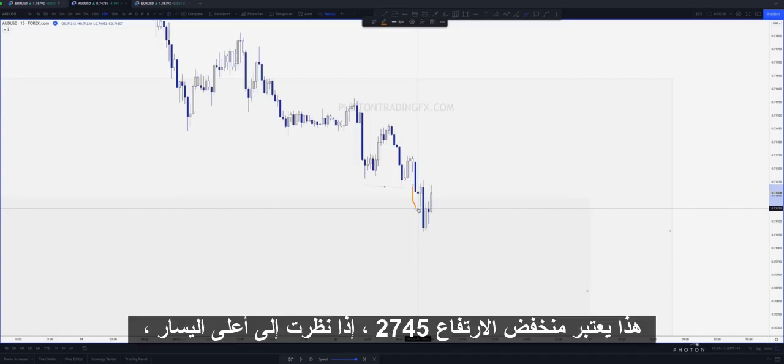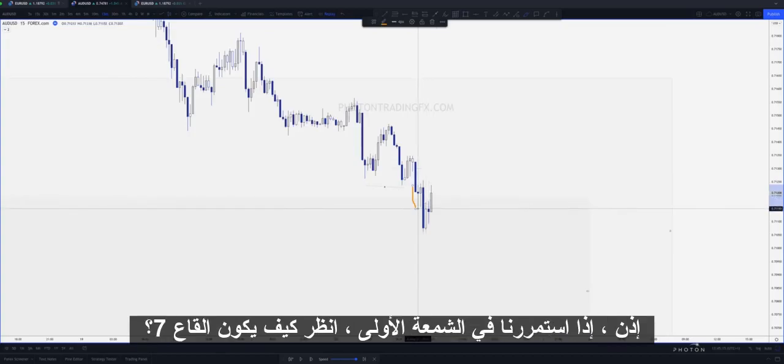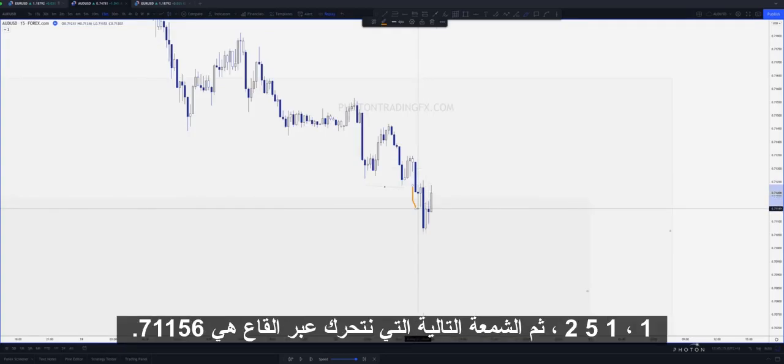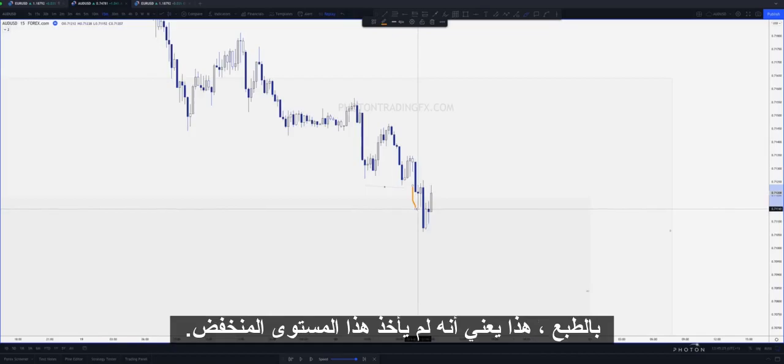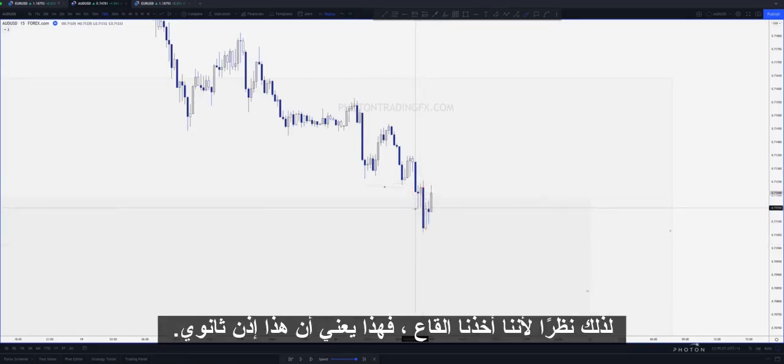So the 7:45 low, if you look up on the top left, this will tell you where the decimal coordinates are of each candle. So if we go on that first candle, see how the low is 71152, and then the next candle we move across, the low is 71156. So of course that means it never took out that low, so that counts as a minor pullback, and then we took that low. So because we took the low, that means this then is a minor high.